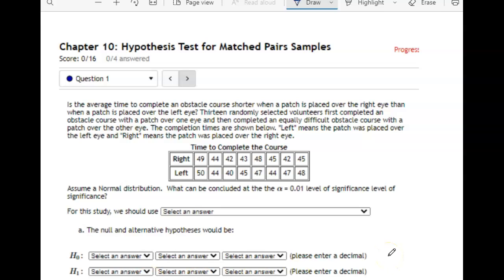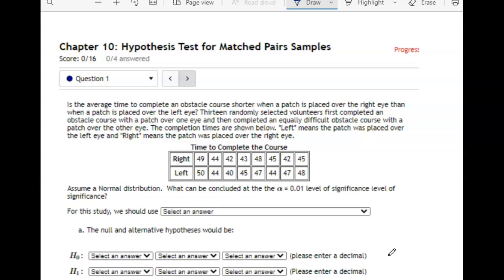Alright, hello. So let's look at an example of a hypothesis test for matched pair samples. This means that it's some sort of study or experiment done on the same group of people or related groups that are related to each other. Often you are comparing performance of the same group in two different conditions, two different settings, to see if one way is better than the other or that they're different.